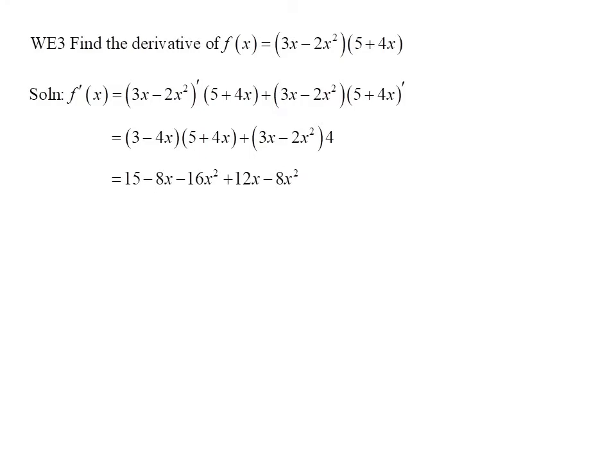Then the expression can be expanded and simplified to combine the like terms. Hence the derivative of f(x) equals 15 + 4x − 24x². Now we're going to briefly introduce the quotient rule.